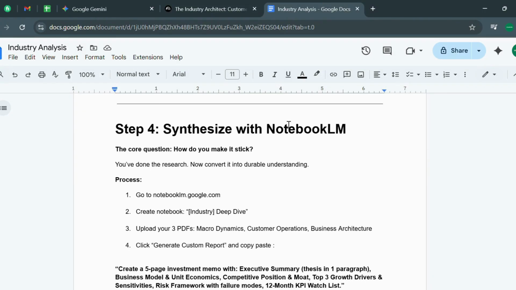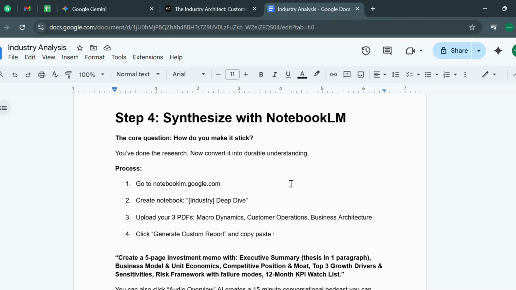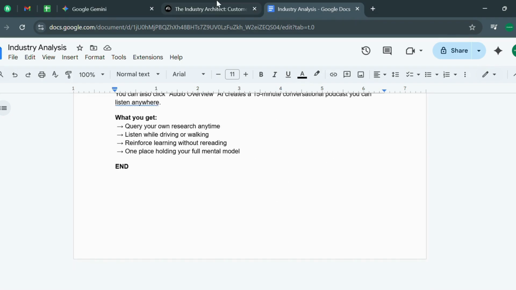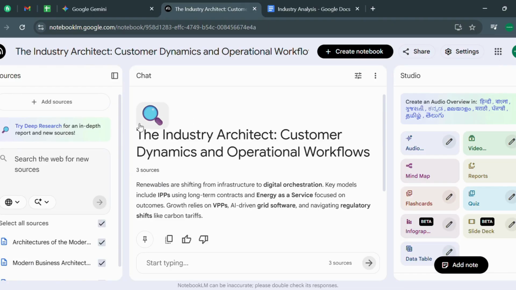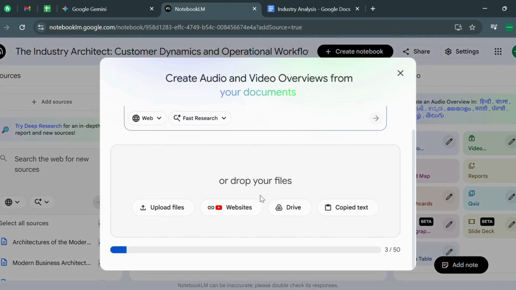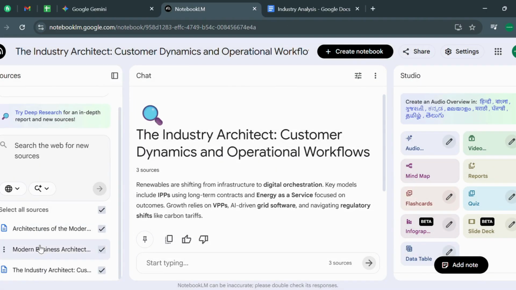Coming up to the fourth and the last one, synthesizing with NotebookLM. Although I have given here that you can download it in a PDF format and then put it on NotebookLM, I have used a different form to do it, and let me show you how I did it. If you go to add source, I have actually copied all the text and pasted it here. These are the three answers that Gemini has given me. And if you come on this side, you will see that there are a lot of options that you can do. We have used the slide deck option.